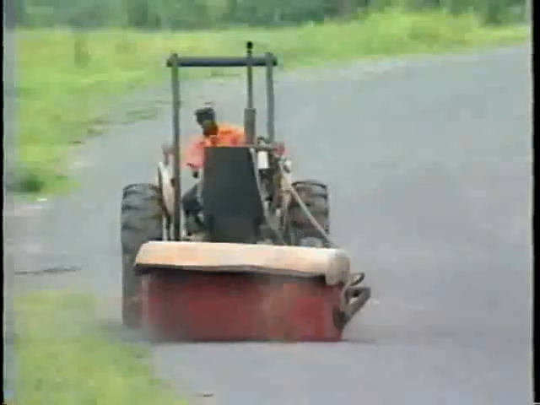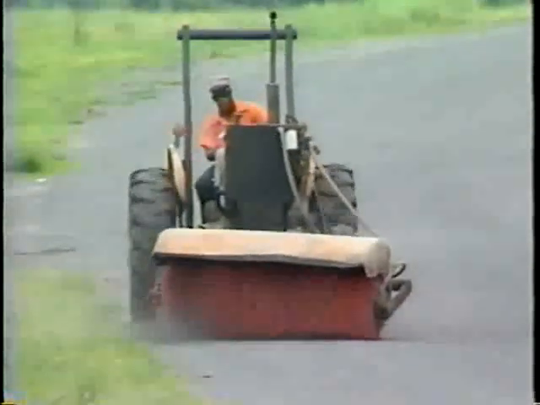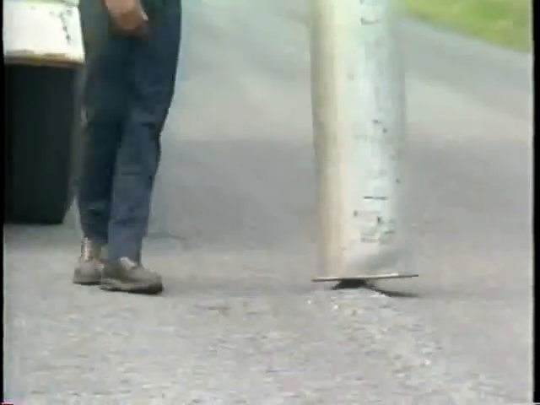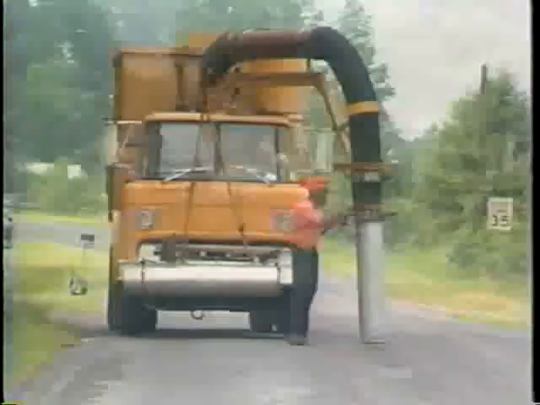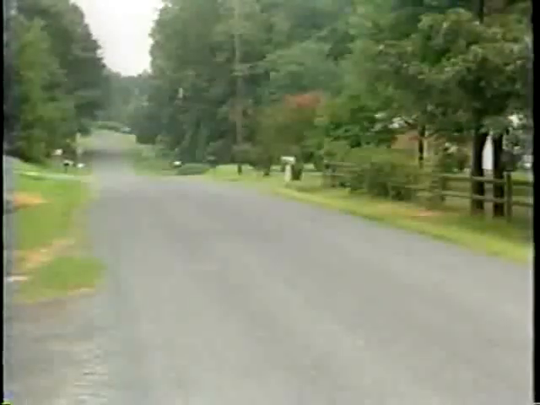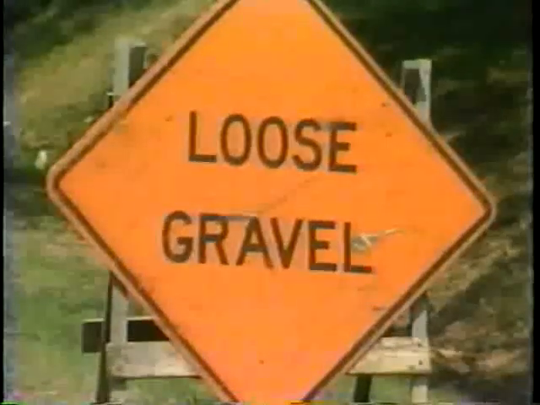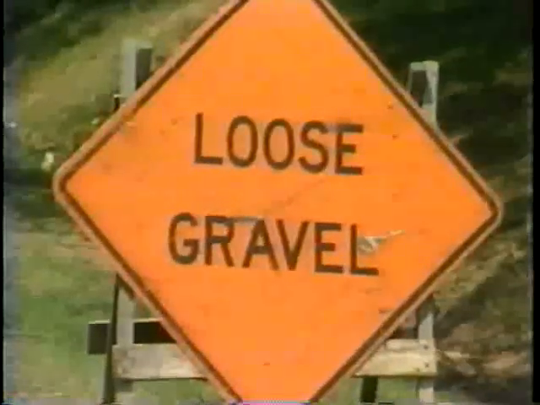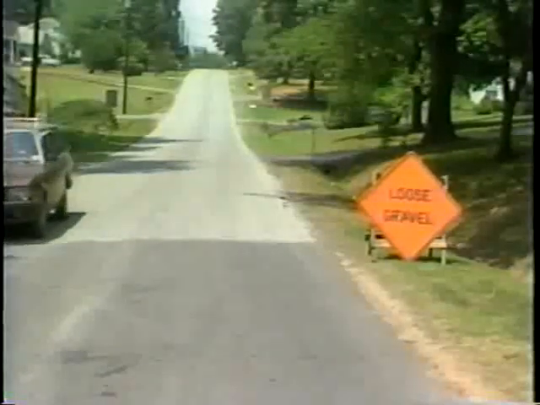In rural areas, broom the aggregate to the shoulder of the roadway. In urban areas, broom the aggregate to the curb or center of the street and remove manually or with a vacuum device. The newly sealed road is ready to be open to traffic. Placement of loose gravel signs and reduced speed signs is recommended. These should be left in place for at least 24 hours.